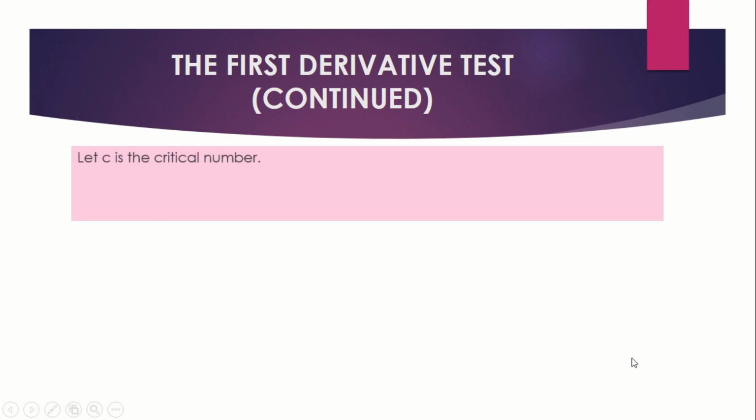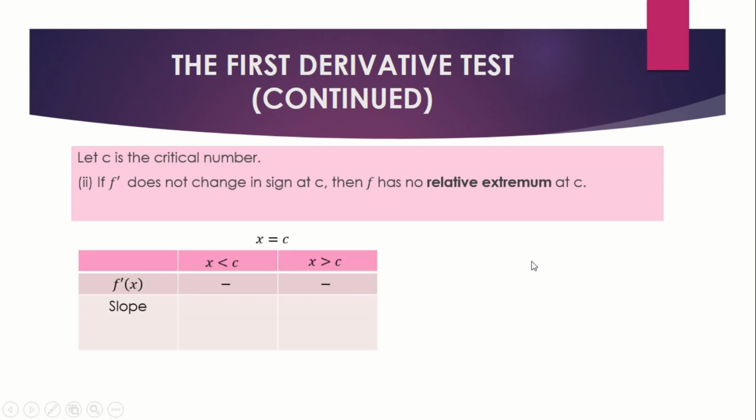Now we look at the first derivative test for the third case, where f' does not change sign at c, therefore f has no relative extremum at c. So let's say we have this one, we can see the sign of f' is not changed here. At x equal to c, for x less than c, it is negative, and for x greater than c, it is also negative.